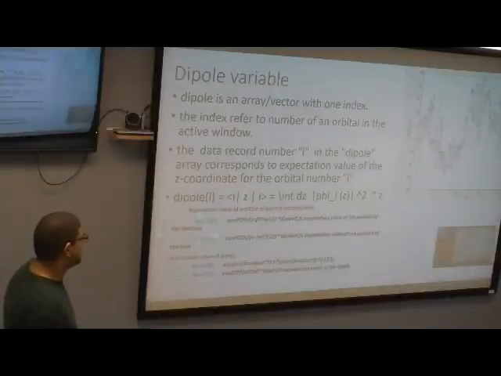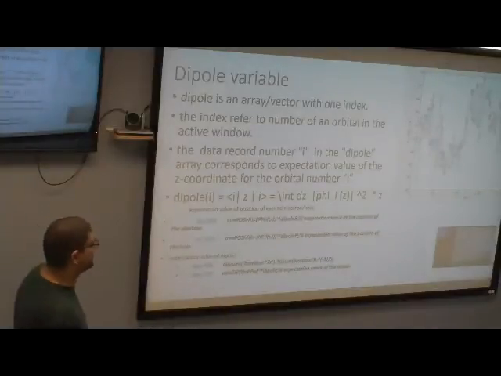Okay, and then this line of code is the expectation value of the position of the excited electron or hole. This is the Matlab code you'd use to find the expectation value, and then this is the expectation value of the dipole.